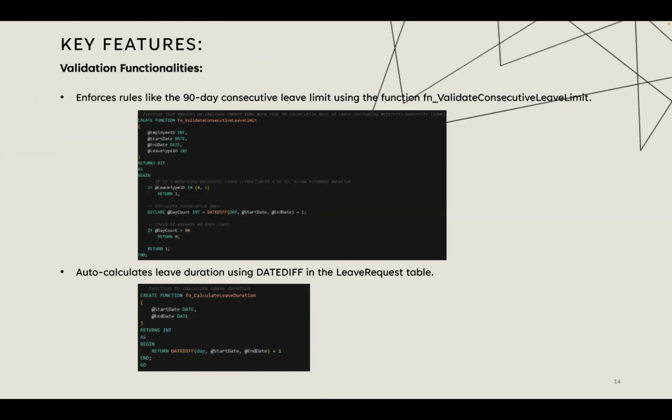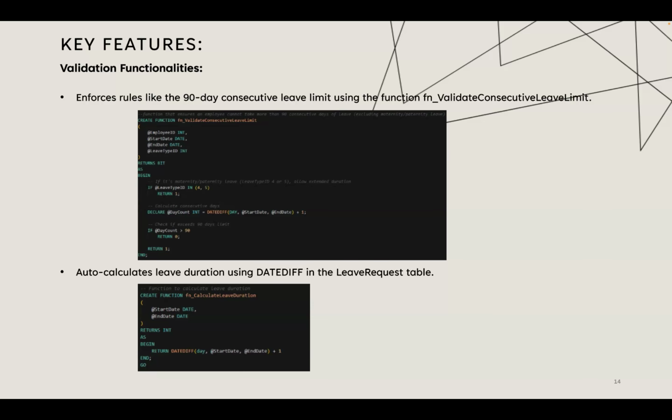So here are the key features. Let's highlight 2 critical features. One is the validation functionality, where it enforces rules like the 90-day consecutive leave limit using the function validate consecutive leave limit. Over here, it checks if there are 2 cases. One is the maternity or paternity leave, where we can allow for extended duration. And it also auto-calculates the leave duration using date diff in the leave request table.